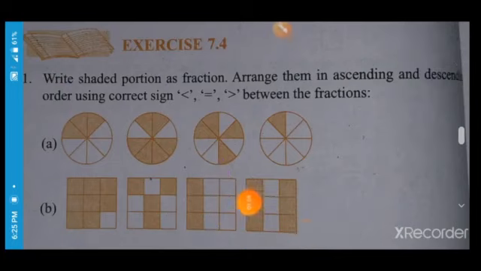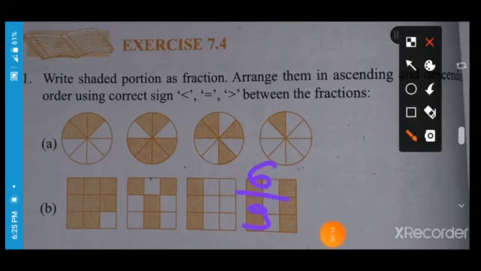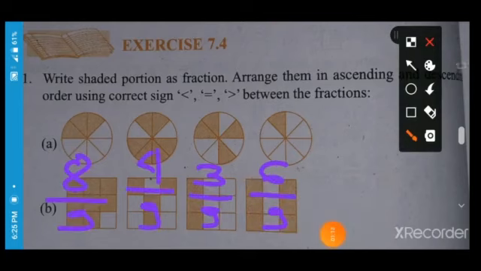Now for this last part, there are 6 parts which are shaded and total parts are 9. So it is 6 upon 9. Fraction is 6 upon 9. In these fractions 8 upon 9, 4 upon 9, 3 upon 9 and 6 upon 9, the denominator is same, that is 9. But the numerators are different.